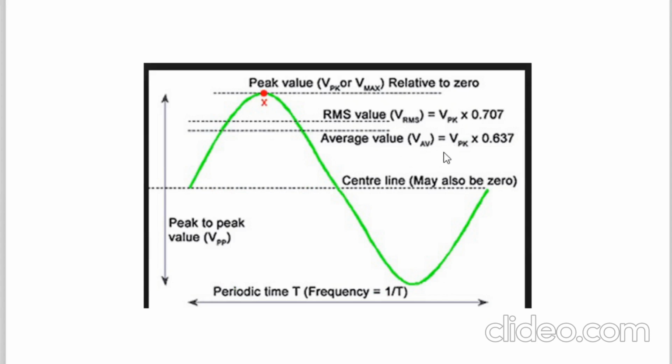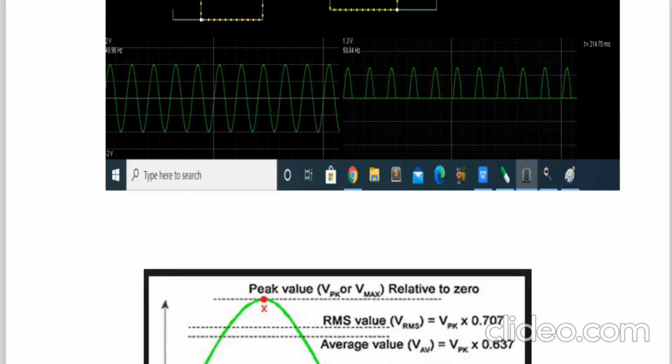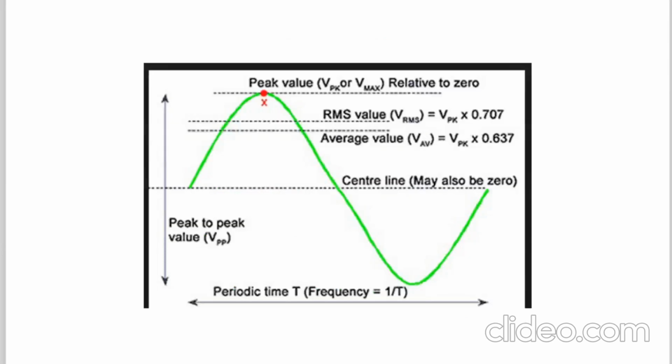V average is equal to V peak into 0.637. So these are the standard formulas. So finally, the conclusion is what? The final conclusion is that if VP is less, the resultant DC output will be less.